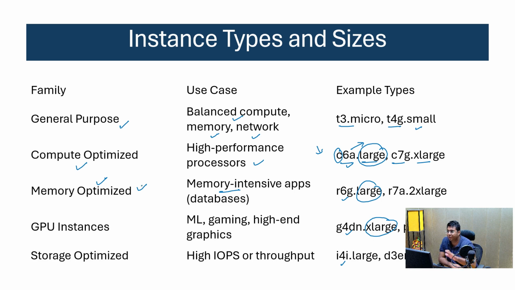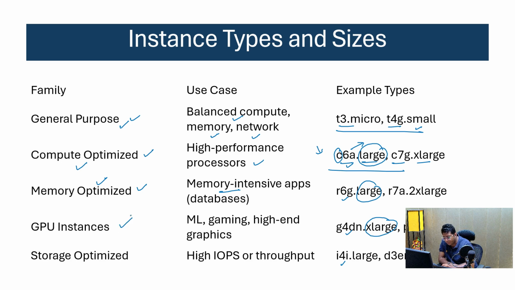Again, I'm going to add one link in the description of the video so that you can refer, because there's no need to remember all this information. The only thing you need to see is the category: general purpose, compute optimized, memory optimized, right? Because with the passage of time, these instance types will be changing.